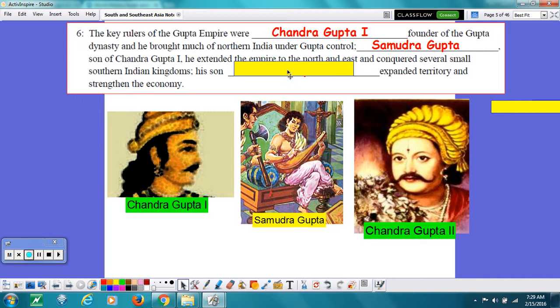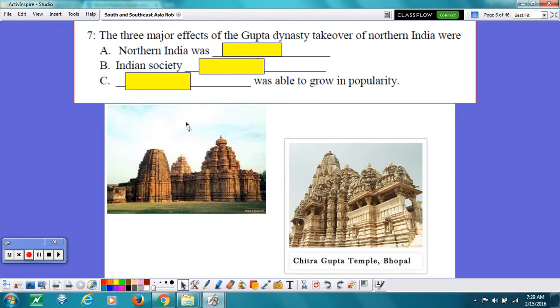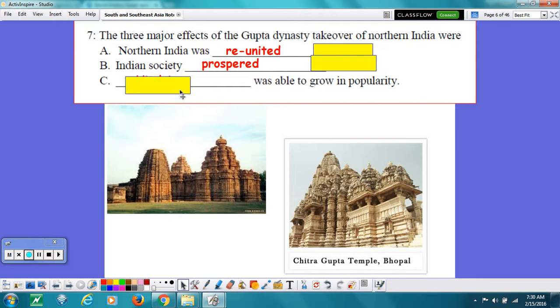Samudragupta, the son of Chandragupta I, extended the empire north and east and conquered several small southern Indian kingdoms. His son, Chandragupta II, expanded the territory and strengthened the economy. The three major effects of the Gupta dynasty takeover of northern India were that northern India was reunited, Indian society prospered, and finally, Hinduism was able to grow in popularity. And if you remember just a few moments ago, we were talking about Ashoka. He converted part of India to Buddhism, and now we're seeing the rise of Hinduism again.